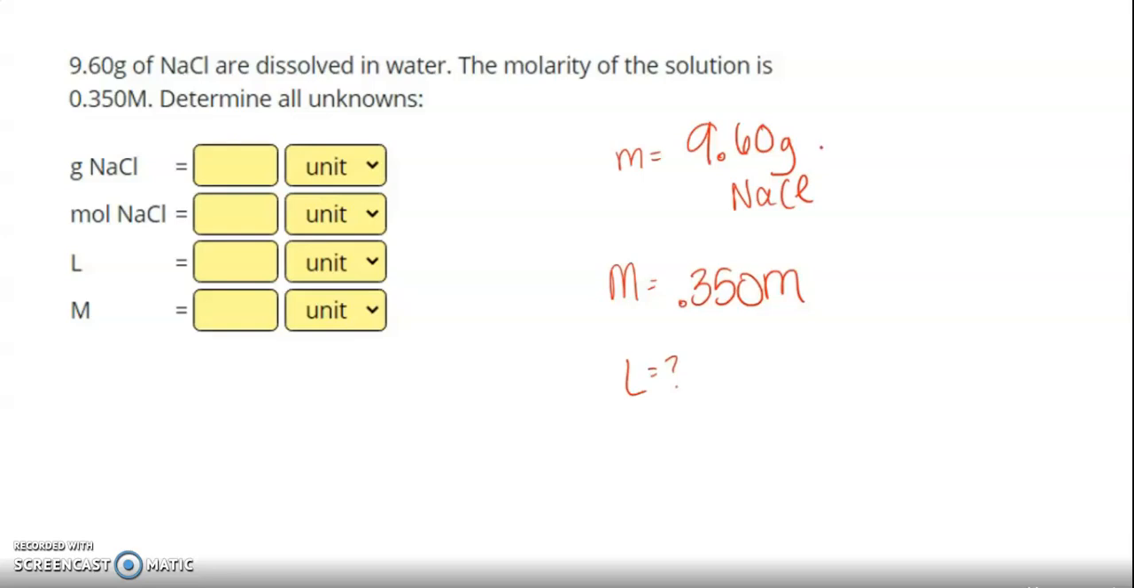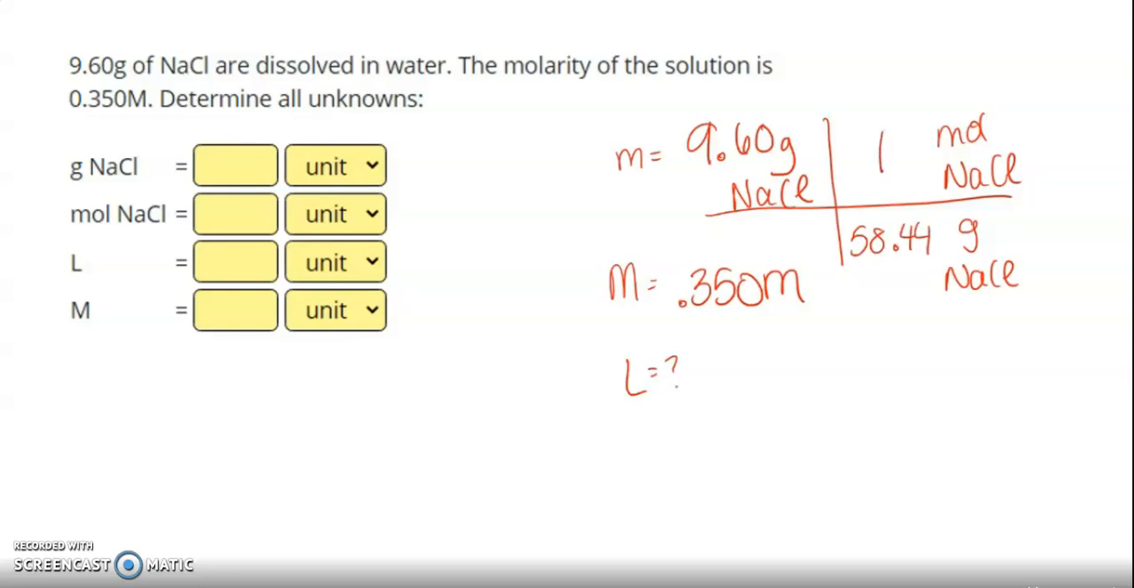Well, we can find moles and then use that to find liters, and we're going to convert grams to moles. So we're going to drag down grams NaCl, go to moles NaCl. To find the grams in a mole, you look on the periodic table. So you take Na, which is 22.99, plus Cl, 35.45, and you add those up, and you get 58.44 grams in 1 mole of sodium chloride. So then you can do top times top divide by bottom, and find that moles is equal to 0.164 moles of NaCl.